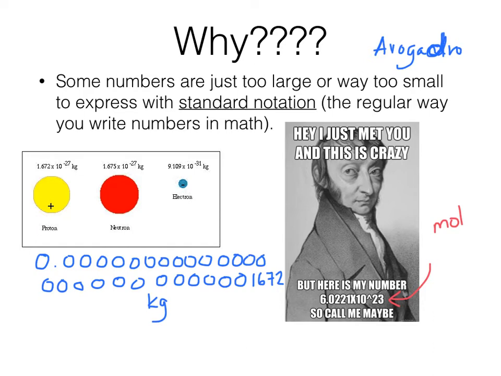The reason I bring it up, though, is that when you get to high school chemistry and you have to express this number, 6.022 times 10 to the 23rd, it's a lot easier than writing it without the scientific notation. So again, let me go ahead and write this without scientific notation.